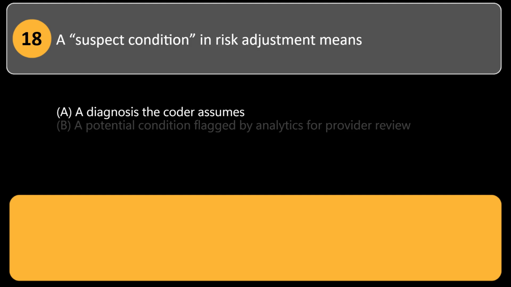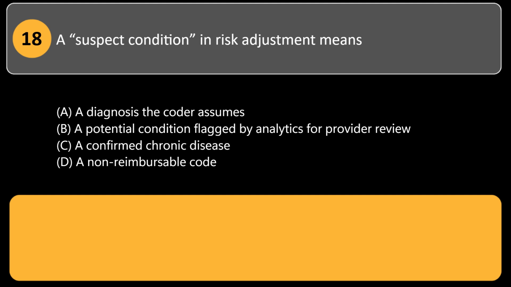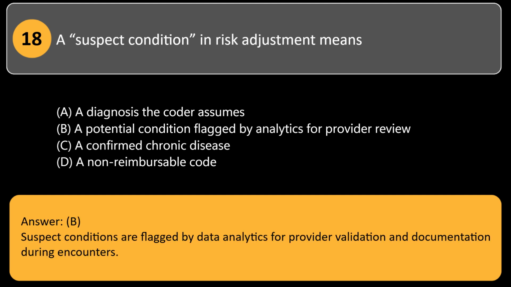A suspect condition in risk adjustment means: A. A diagnosis the coder assumes. B. A potential condition flagged by analytics for provider review. C. A confirmed chronic disease. D. A non-reimbursable code. Answer: B. Suspect conditions are flagged by data analytics for provider validation and documentation during encounters.